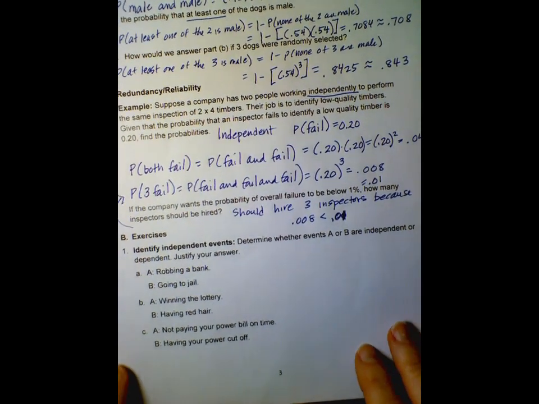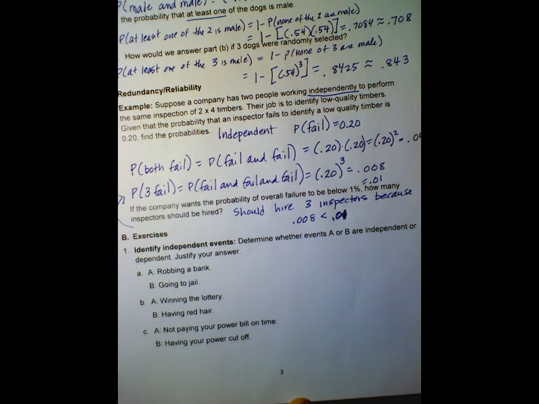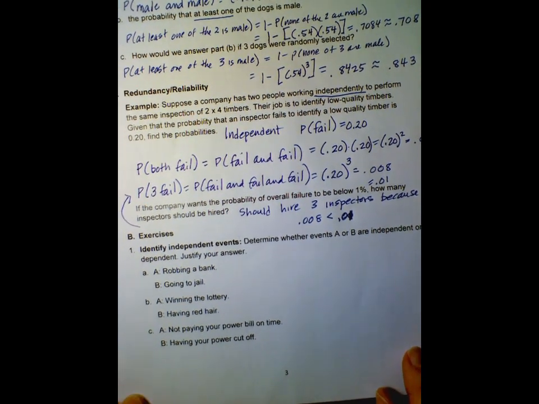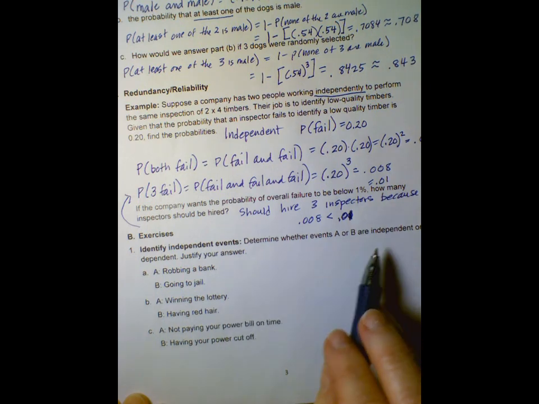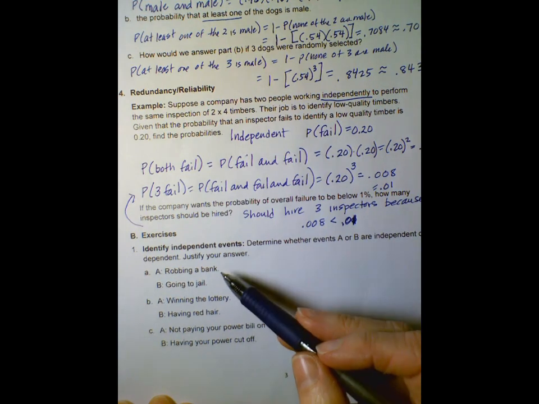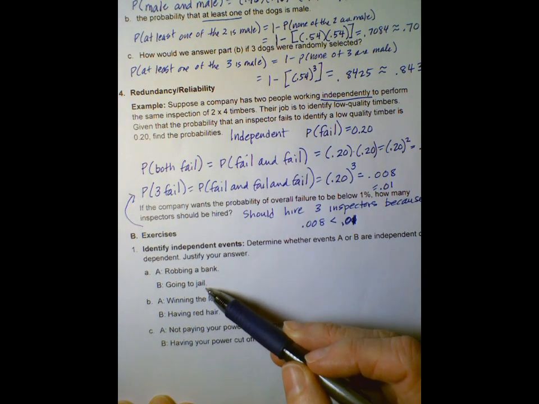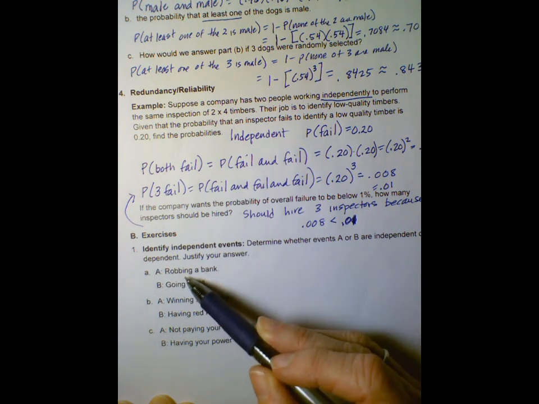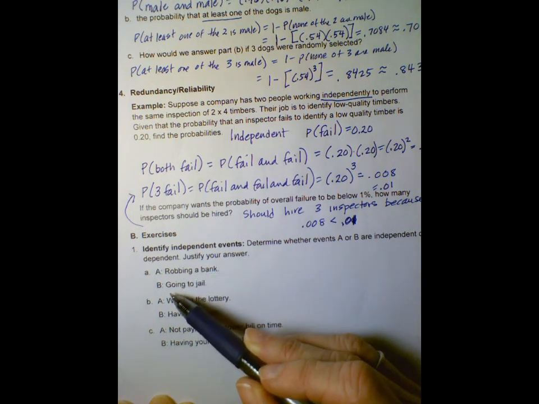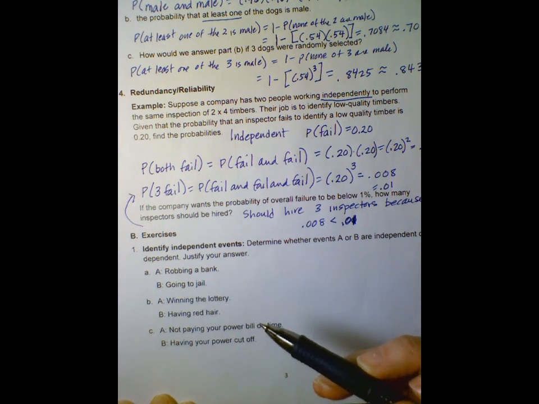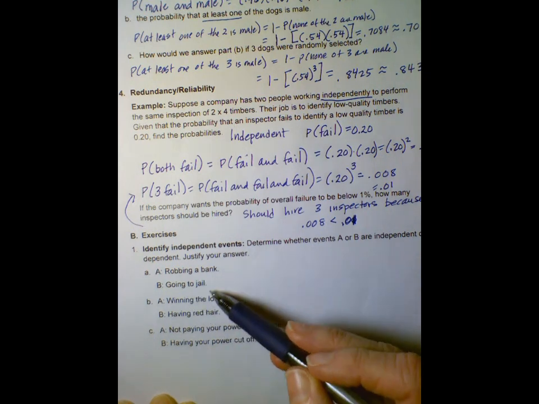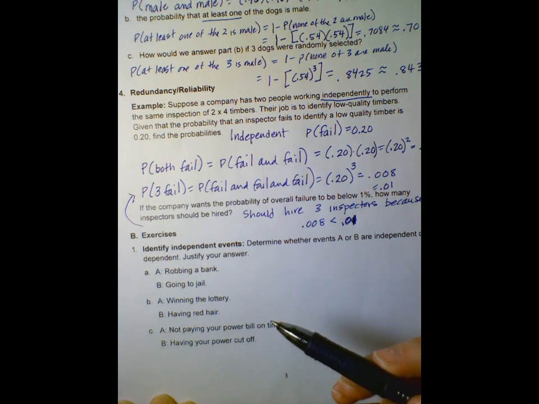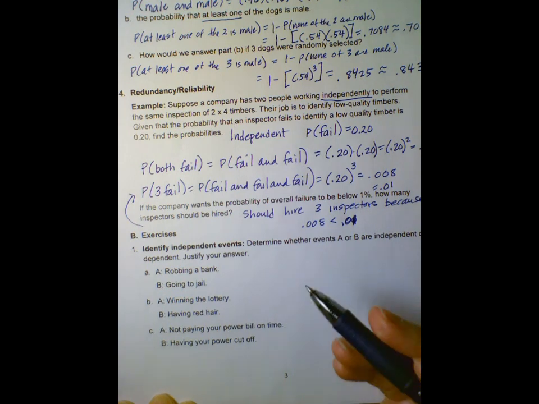Okay, let's look here now at part B on some exercises about independent events. Determine whether events A or B are independent or dependent and justify your answer. All right, so remember, is the probability of the second one affected by the fact that the first one happened? So if you rob a bank, does that affect the probability of you going to jail? If so, these events are dependent. If not, they're independent. What do you think?